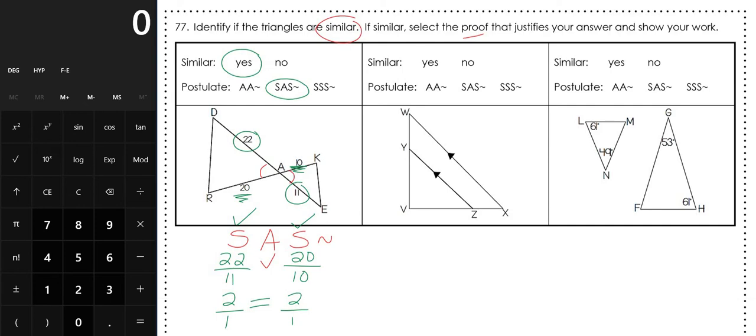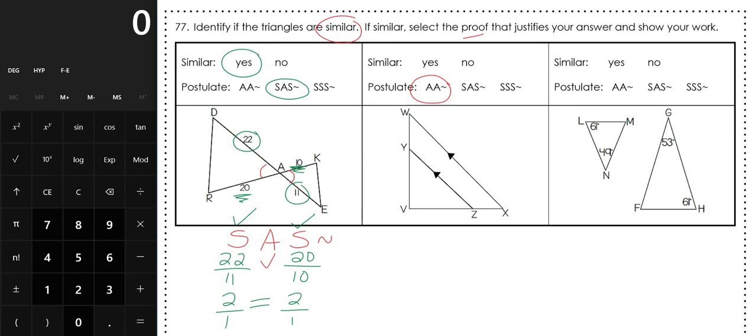Now for the next one, I have two triangles that are overlapping. I have triangle YVZ, and then I have the larger triangle that's behind it, triangle WVX. Now I'm going to go ahead and erase that because what I want to do is check if the two triangles are similar, and I don't have any side lengths. Instead, I'm going to have to try and use the AA similarity postulate and see, do I at least have two pairs of angles that are congruent between the two triangles?